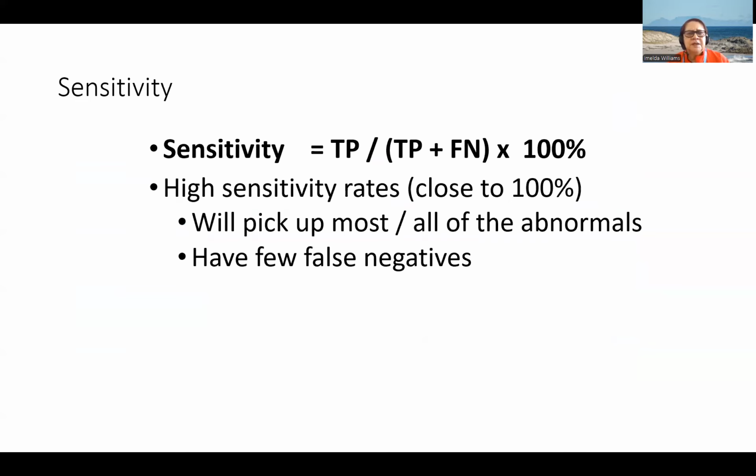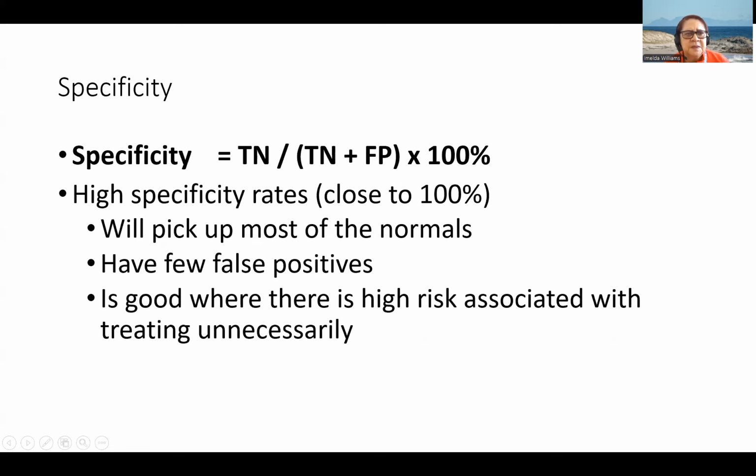So sensitivity, as mentioned, identifies how well you are picking up abnormal cases. And you want to get that as close as possible to 100% so that you don't incorrectly miss out on pathology. So you should have few false negatives. With specificity, again, this is now picking up most of the normals. And again, you want to get it as close as possible to 100% with very, very few false positives. And remember, if you overcall on normal cases, there is always the risk that it can result in unnecessary treatment.